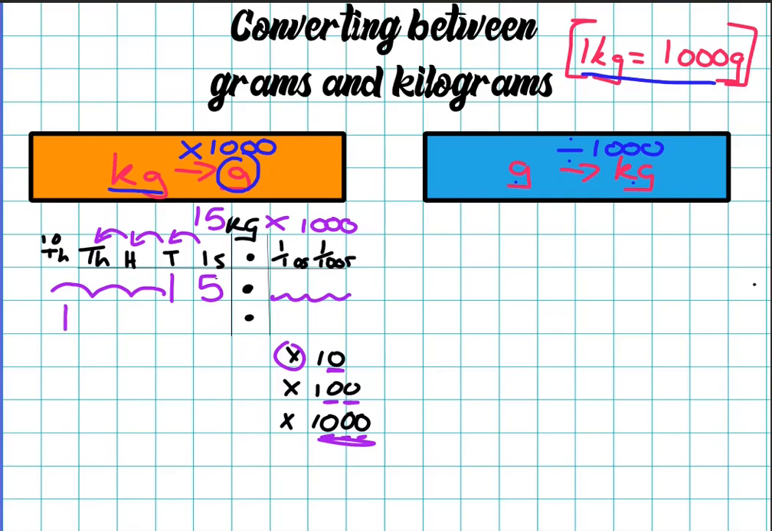So my 1 would have moved to there. My 5, 1 jump into the tens, 2 jump into the hundreds, 3 jumps into the thousands. And then I have to put my zeros in, and I know lots of you like to put a comma in as well. So 15 kilograms then is going to equal 15,000 grams.